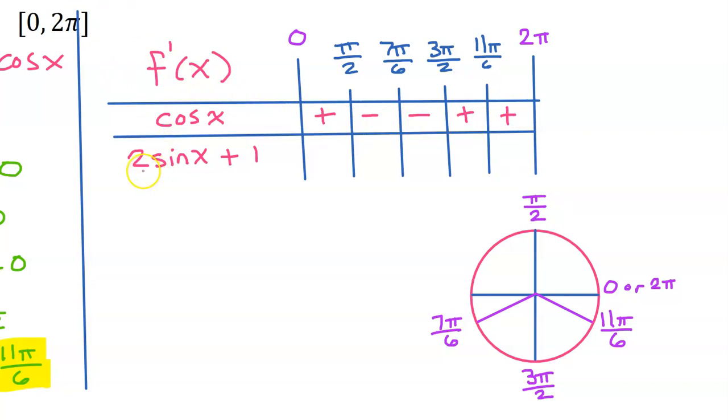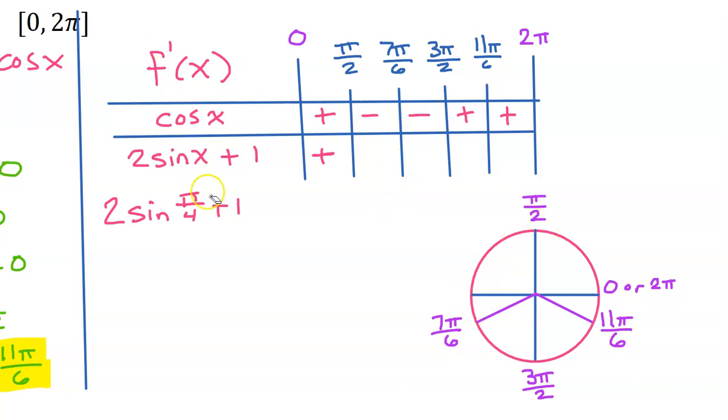As we switch gears to the next factor of 2 sine x plus 1, we will need some test values. So in the first interval between 0 and pi over 2, let's use pi over 4. So we're talking about 2 sine pi over 4 plus 1. Well, everything that we're looking at is going to be positive. So we know this is going to be positive, because sine of pi over 4 is positive radical 2 over 2. So it's positive.